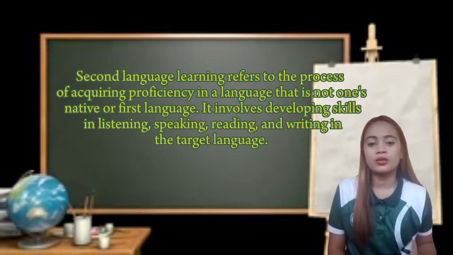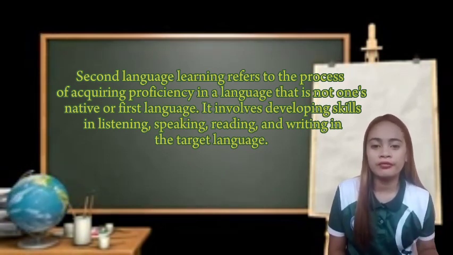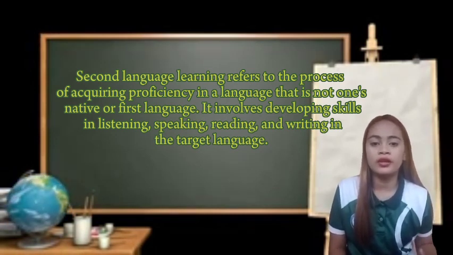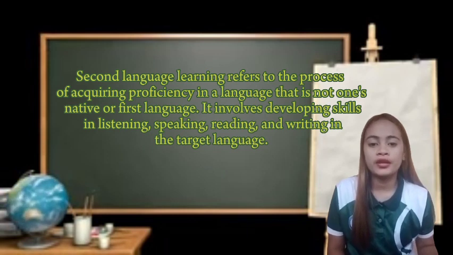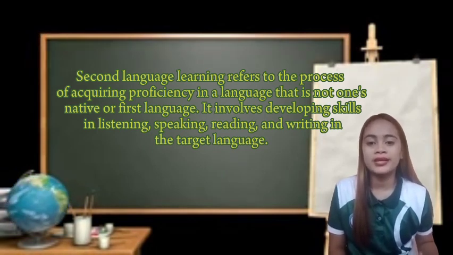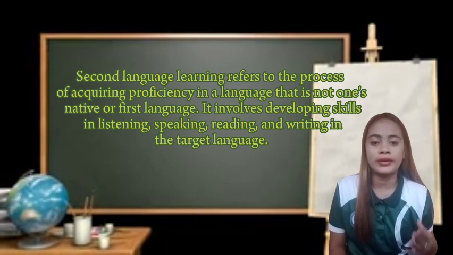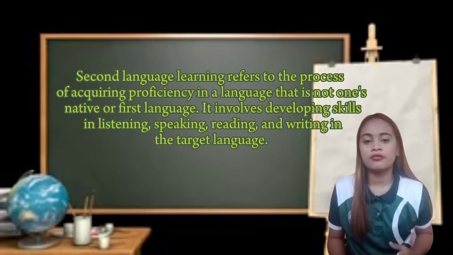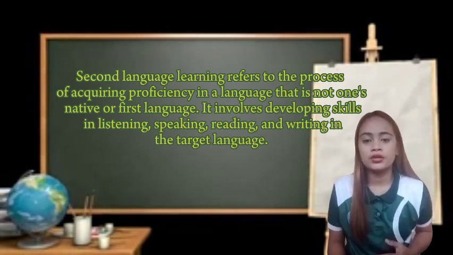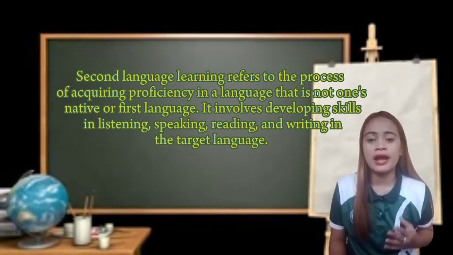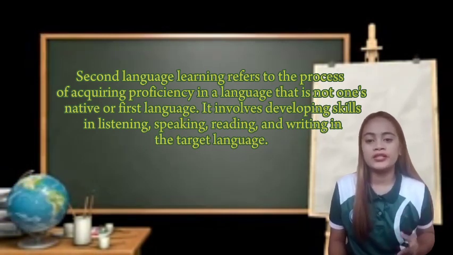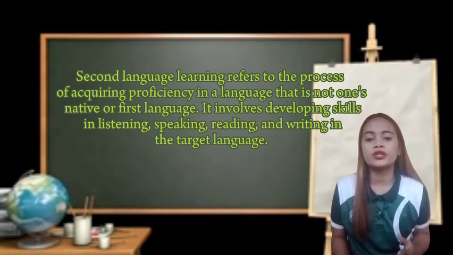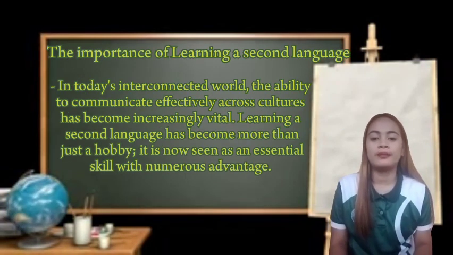The goal of second language learning is to become proficient in the target language, allowing individuals to communicate effectively in various real-life situations. Proficiency levels can range from basic conversational skills to advanced fluency, depending on the learner's goals, dedication, and opportunities for language practice. It's important to note that second language learning is a dynamic and ongoing process. It requires consistent practice, exposure to the language, and continuous efforts to improve language skills over time.